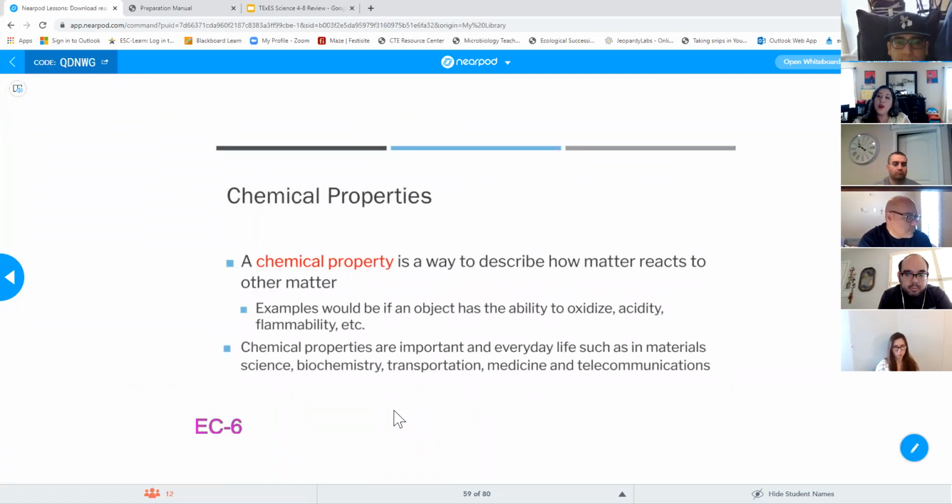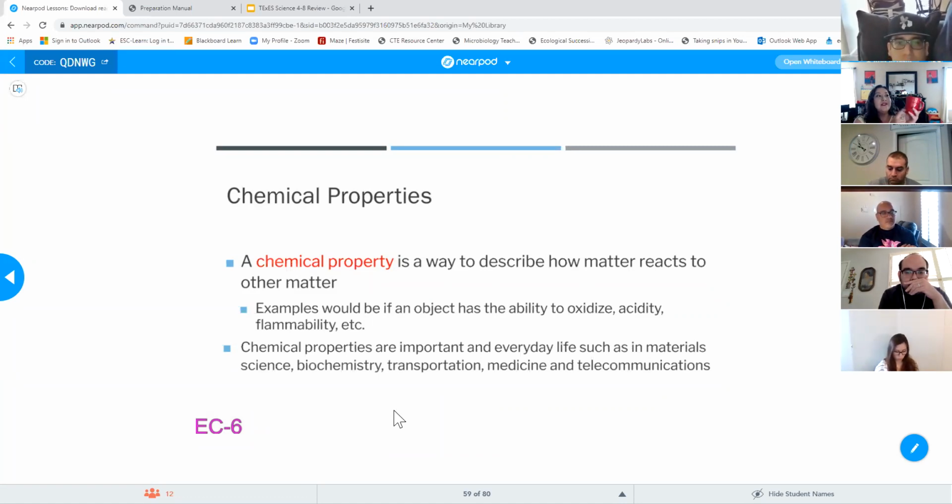Now, when it comes to a chemical property, we talked about a physical property, and that's a way to describe matter without changing the matter, without changing whatever it's made up of. A chemical property is a way to describe how matter reacts to other matter. So if I'm thinking of my cup here, I said that my cup had certain physical properties, ways that I could describe it. Now, a chemical property would be a way to describe how my mug is going to react to something else.